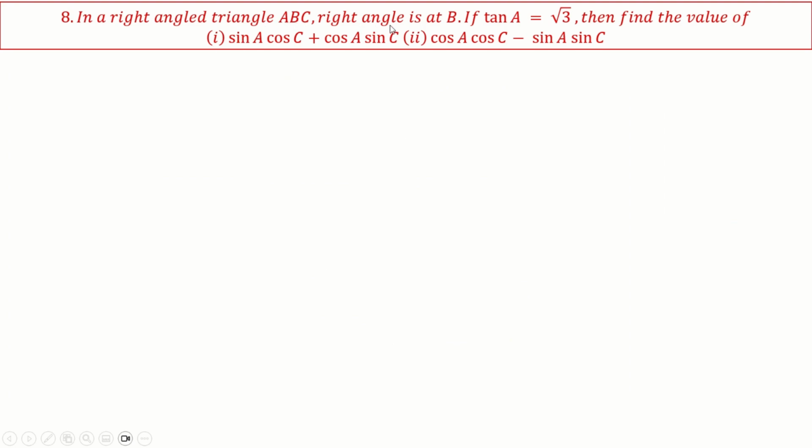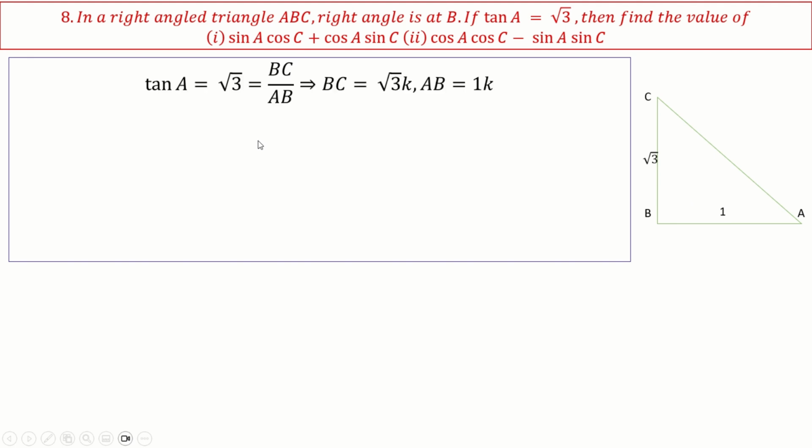In a right angle triangle ABC, right angle at B, if tan A equals root 3, find the values of sin A cos C plus cos A sin C. Exactly a similar problem. As I said, you need to build a right angle triangle first. A is here, tan A is given as opposite by adjacent, so root 3 by 1. Find out AC by applying the Pythagoras theorem, you get 2k. This is 2k, this is root 3k, this is 1k.